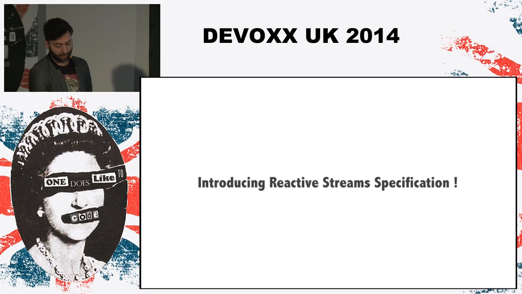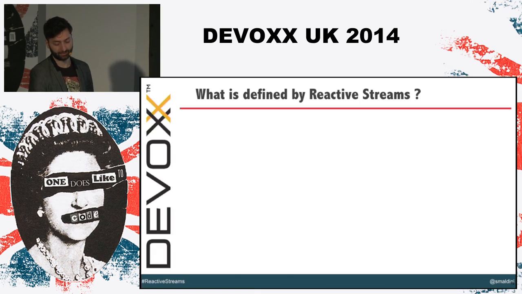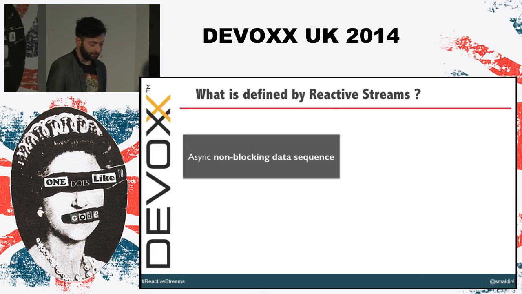So, after this quick overview of both components of Reactive Streams, let's talk directly about the Reactive Streams specification. The first thing Reactive Streams defines is that it's a non-blocking sequence, especially an asynchronous non-blocking sequence. So what does it mean? It means that the specification defines everything needed to transfer data asynchronously between a producer and a subscriber, and the transfer must be non-blocking, meaning lock-free.